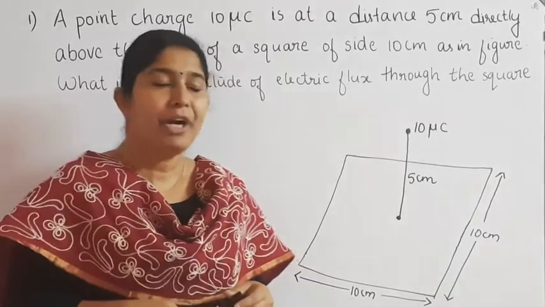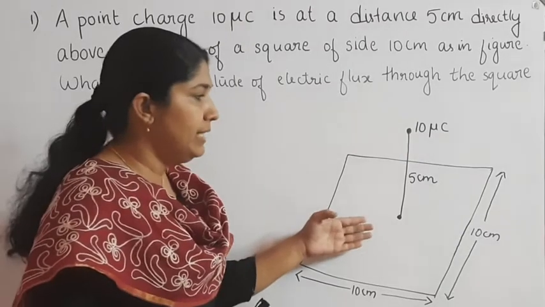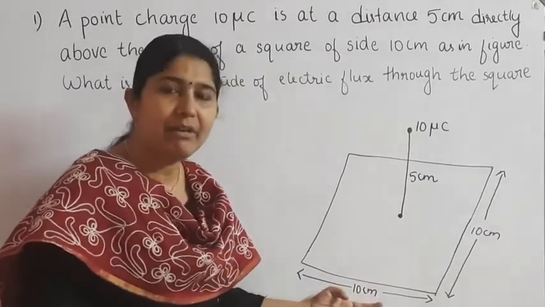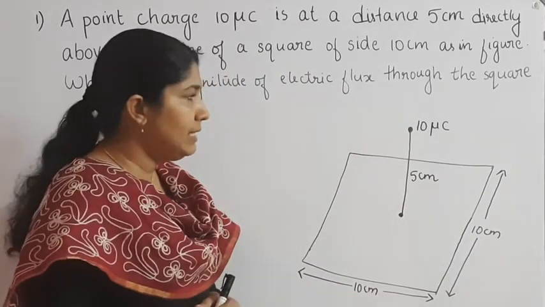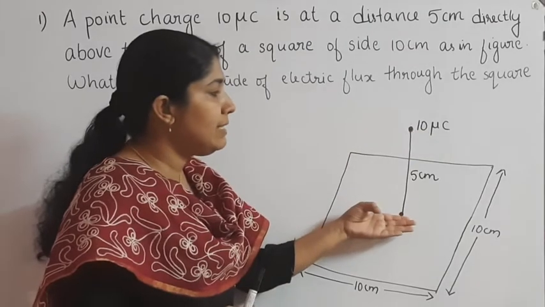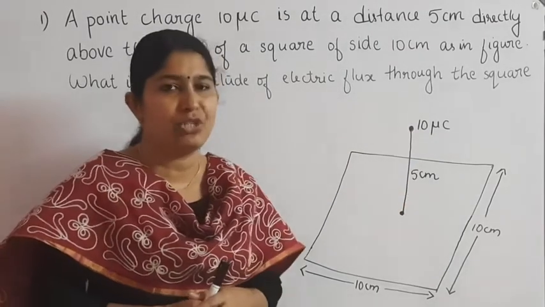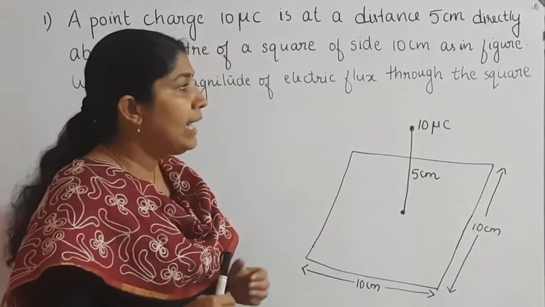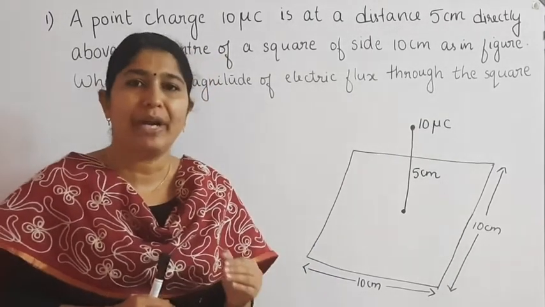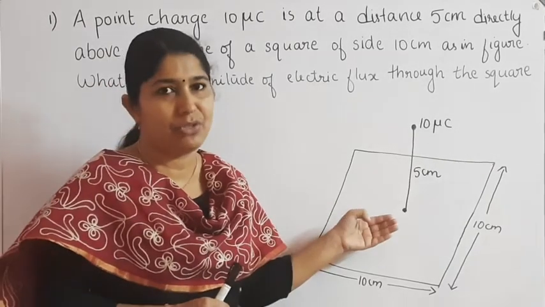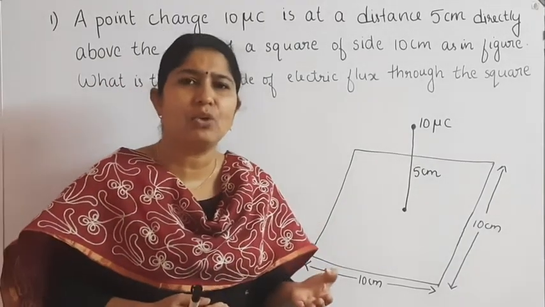Here we want to find out the flux through this sheet. The side length of the square sheet is given and it is equal to 10 centimeters, and the 10 microcoulomb charge is placed at a distance of 5 centimeter from this square sheet. To find the flux through the sheet, we want to enclose this charge. How can we enclose this charge?